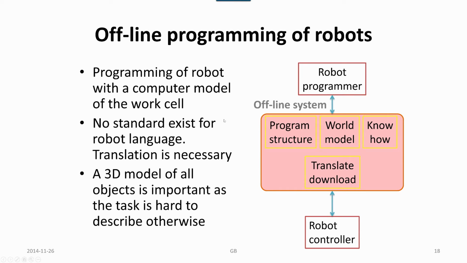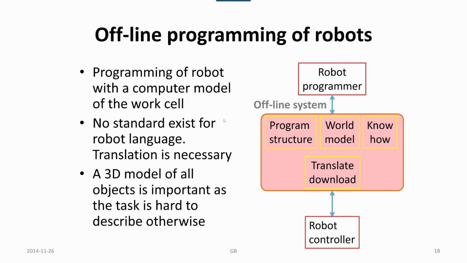So for offline programming, and that is also for online actually, but it's more evident for offline programming, there is no standard in existence for robot languages, for different kinds of robots from different vendors. So a translation is normally necessary if the robot system that we use for programming and simulating the system is different from the target system vendor. And we also need, of course, 3D models of all objects. Otherwise, we will not be able to do some kind of simulation.